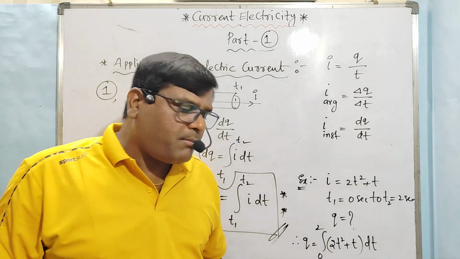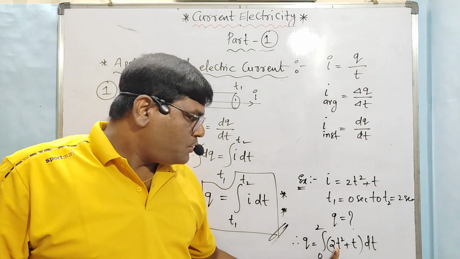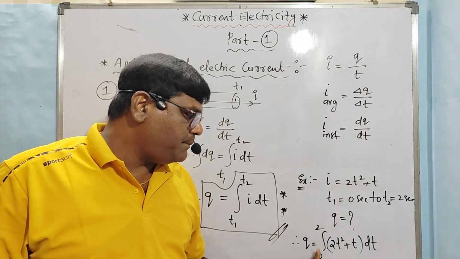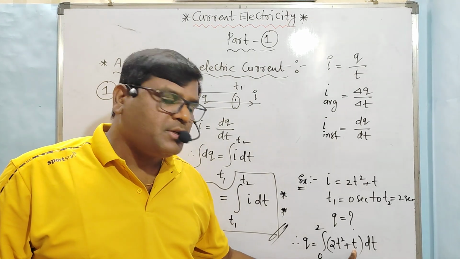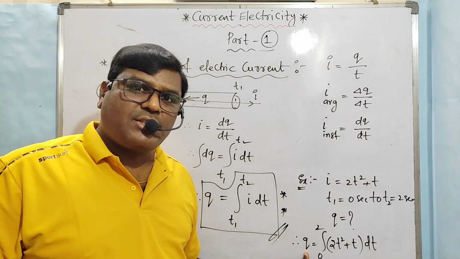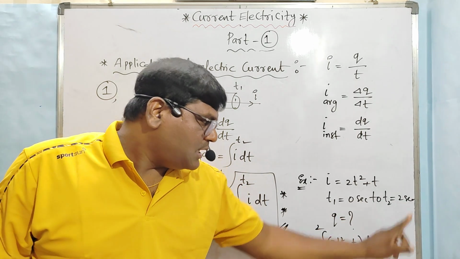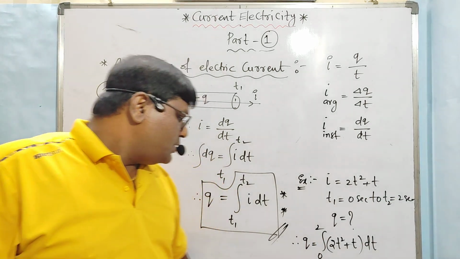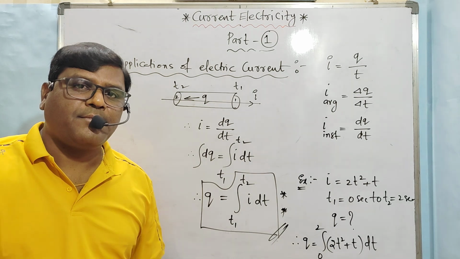We will discuss this with one example problem. This is also one of the problems. The integration of t square we know: 2 into the integration of t square is t cube by 3. Apply the upper and lower limits, plus the integration of t, which is t square by 2. Thereby, by applying the upper and lower limits, we will get the total charge from 0 seconds to 2 seconds in the conductor when the current varies this way. So that is the formula. We will discuss one problem after the completion of some applications.